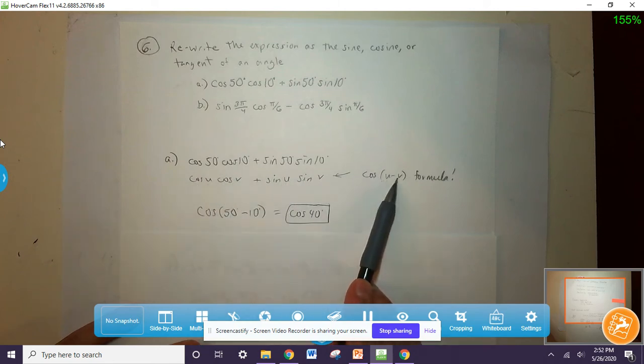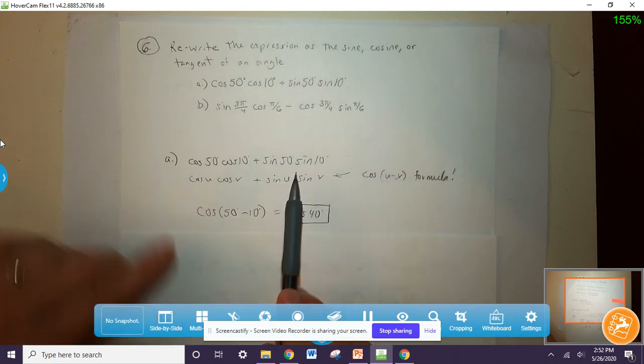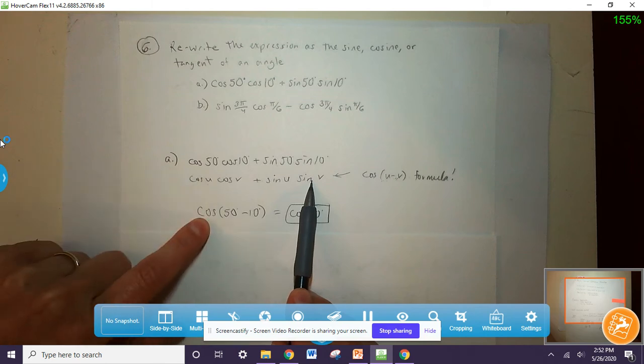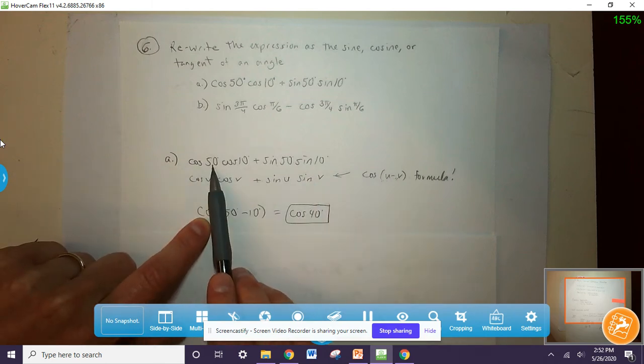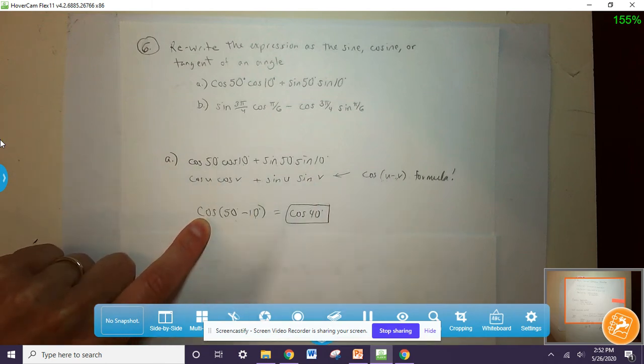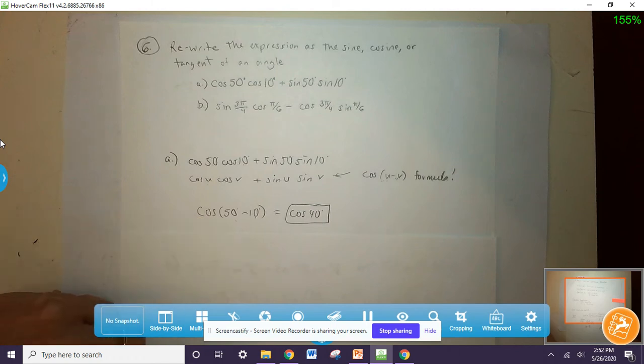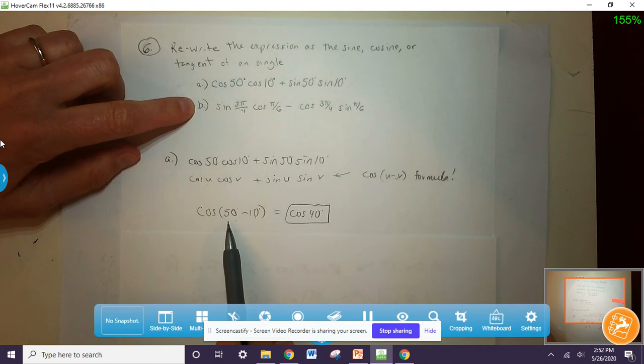So what that means is I can take this formula backwards. So I can take this expanded expression and make it cosine of the first angle minus the second angle. And I got cosine 40 degrees. And that was it. So if you had difficulty with A, take another look at B before you continue the video.